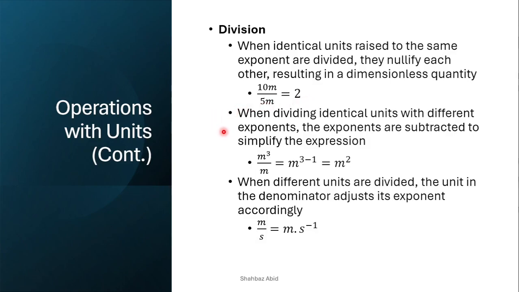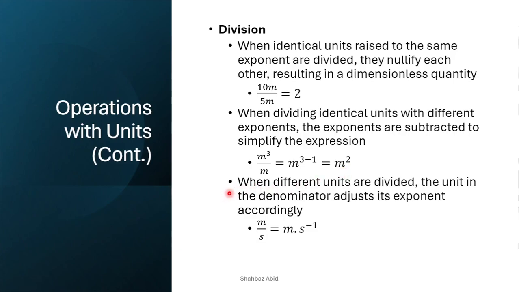If I divide identical units but their exponents are different, in that case I have to subtract the powers. For example, if I am dividing meter cube by meter, I can write the meter in the denominator as meter to the power minus 1. So meter to the power 3 minus 1 is equal to meter square.